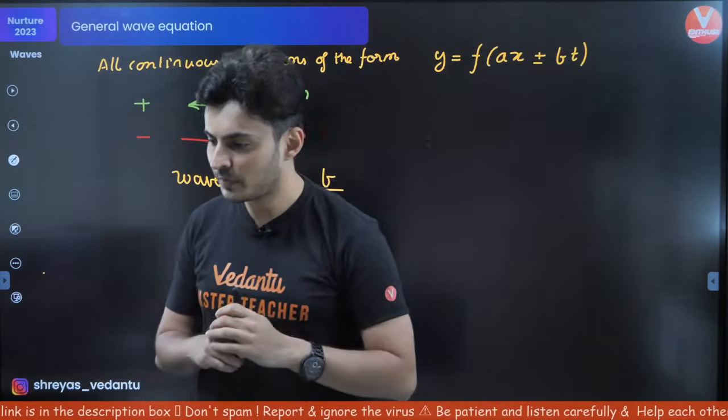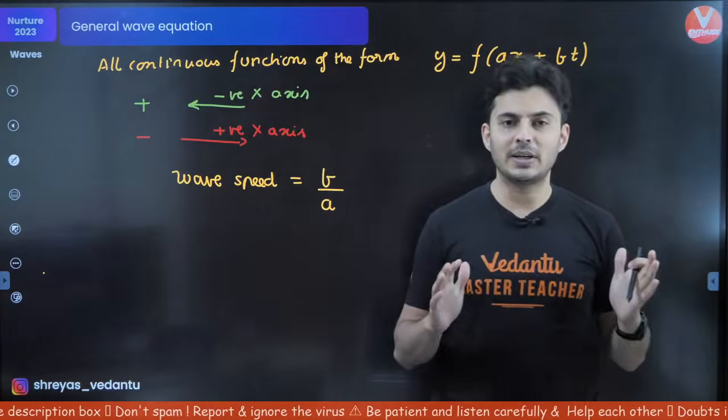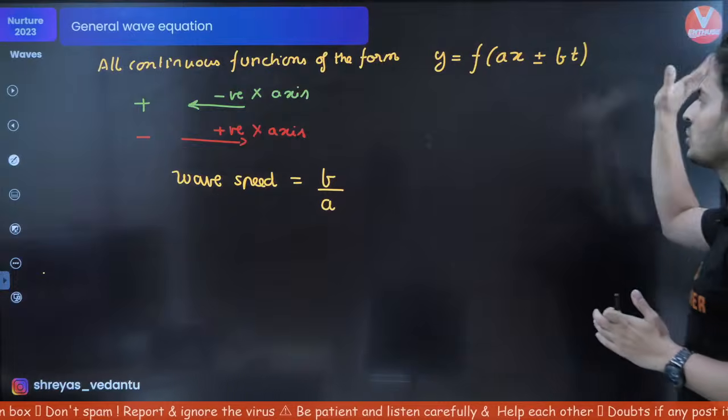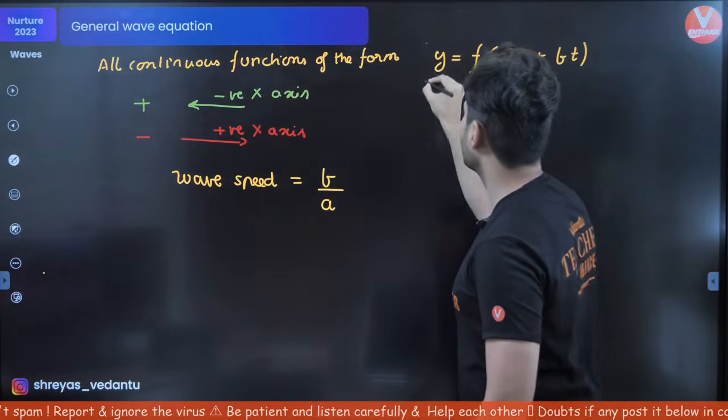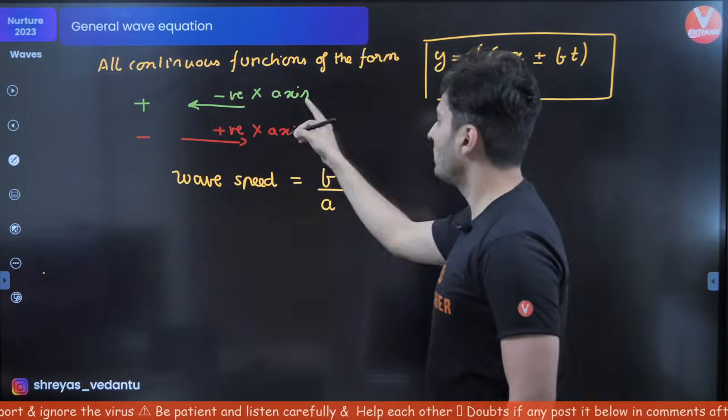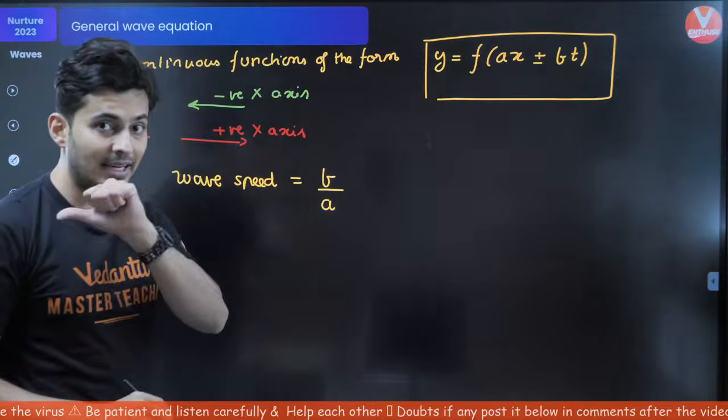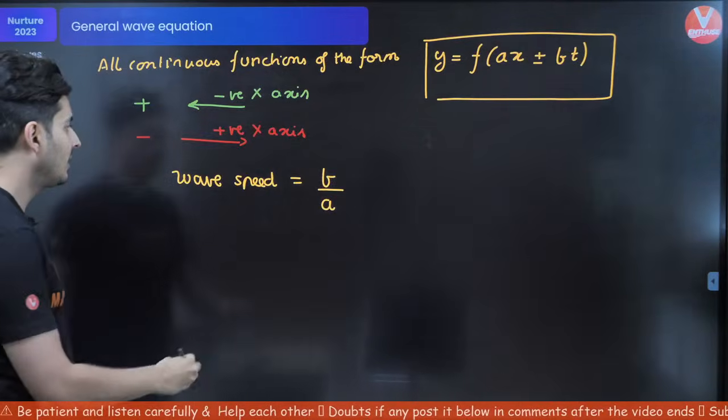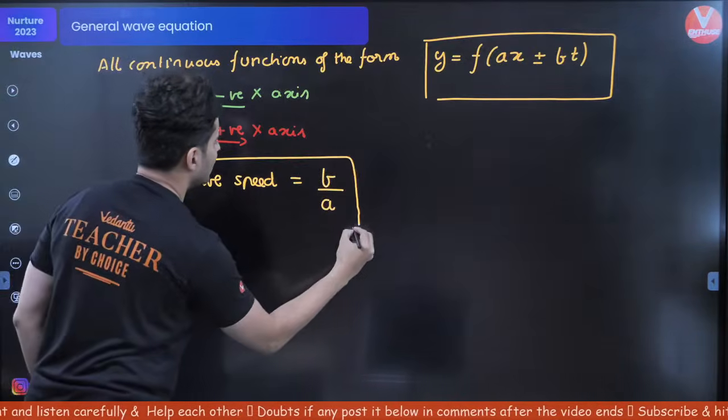Understood, my warriors? Perfecto. This is something which you should know. So generic wave equation is of this form. Plus and minus you should know. Plus means negative side, negative means positive side. Wave speed is this one.